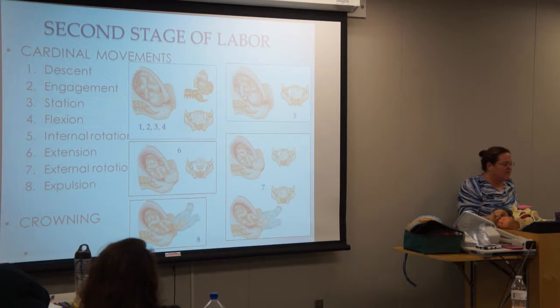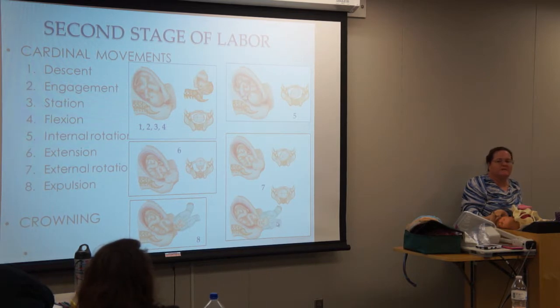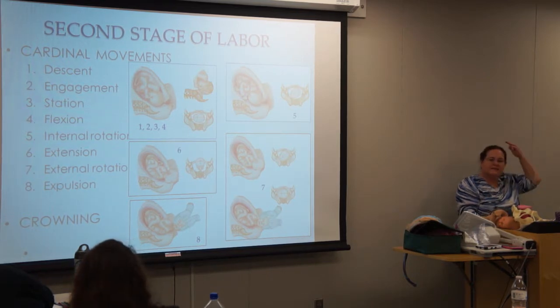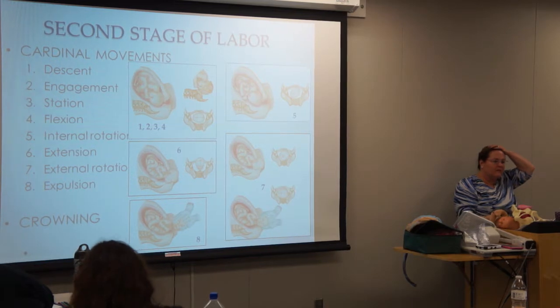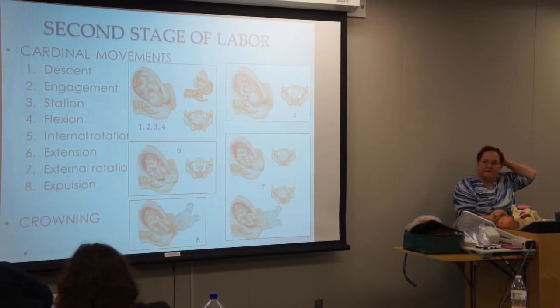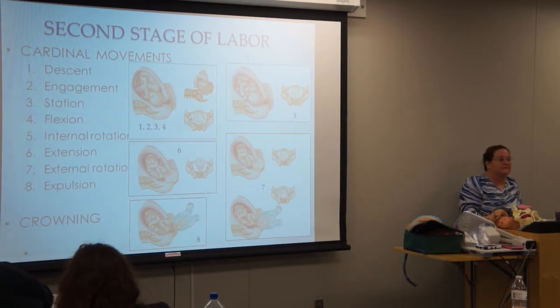And then, of course, that's called crowning, okay? And then they come out. So crowning means what? It means you can see the head, you can see the hair on the head, right? It means that they're completely dilated and effaced and they have descended and delivery is imminent.